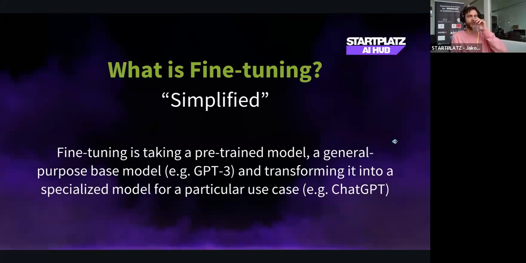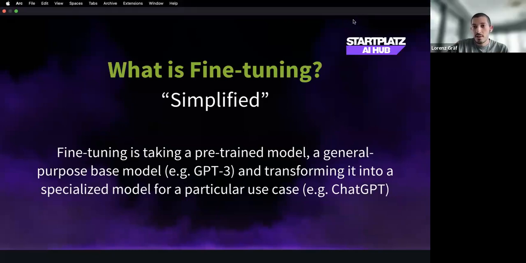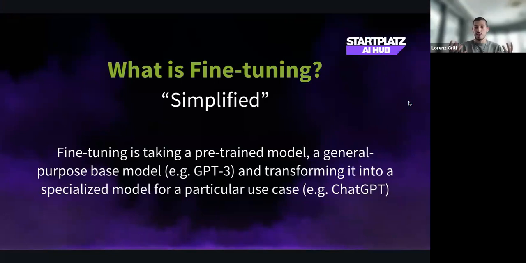So what is fine-tuning? In simplified words, fine-tuning is taking a pre-trained model or a general purpose base model like GPT, and then transforming or training it into a more specialized model for a specific use case. For example, ChatGPT is a fine-tuned model of GPT-3. ChatGPT is fine-tuned on the particular use case of conversations. So it was trained to be optimal at having a conversation, and it's not the same as GPT-3. This is an example of fine-tuning a general or pre-trained model.